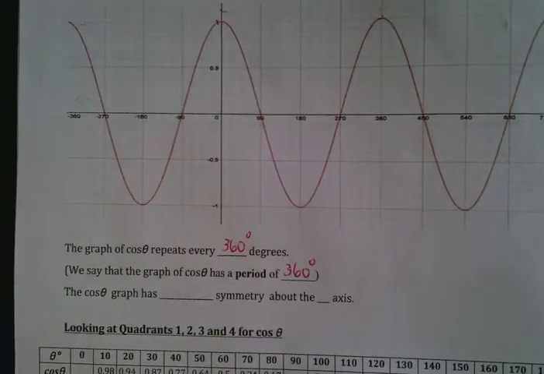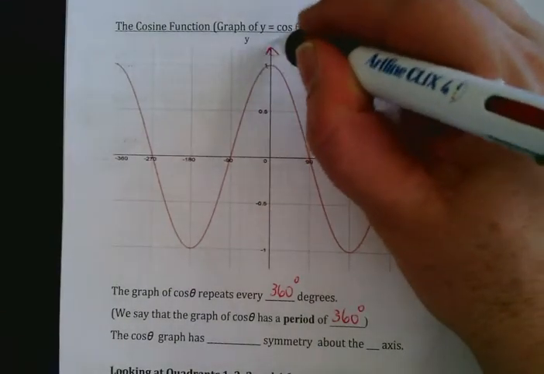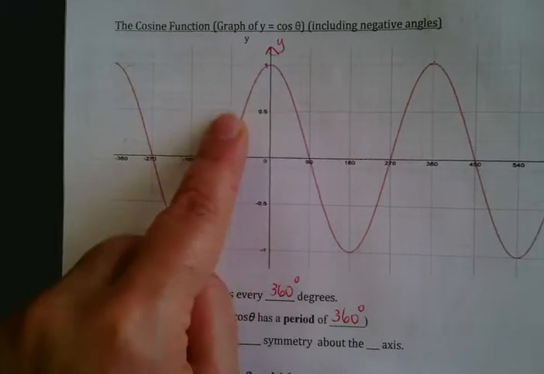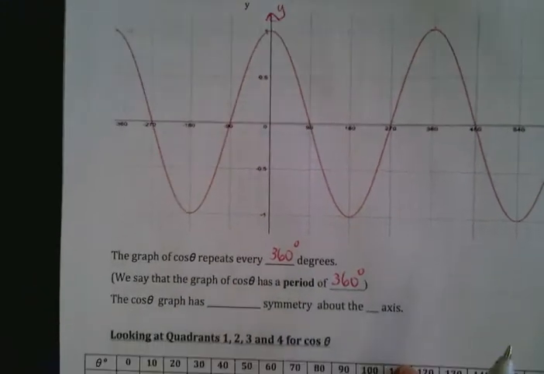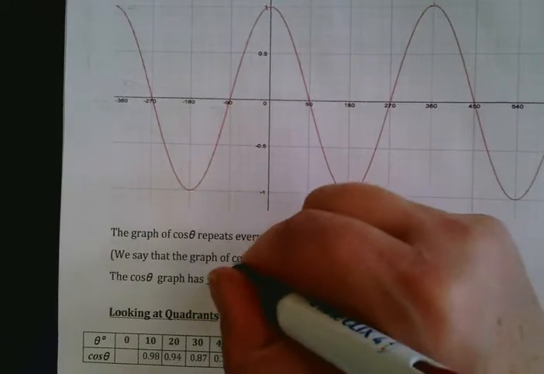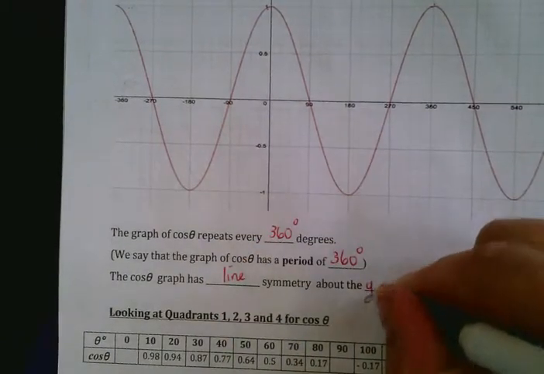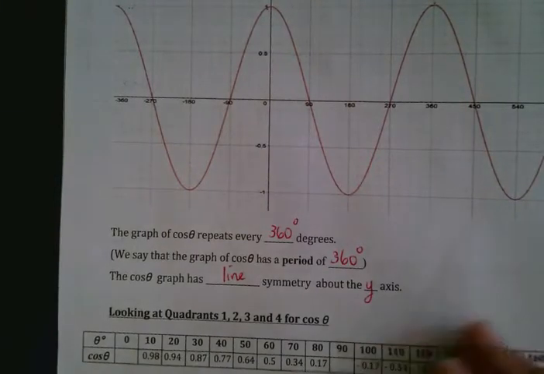All right, where's it symmetrical? If I fold it here, does that sit on that and that sits on that? Yeah, so what sort of symmetry is that? It's called line symmetry about the y-axis. It's got line symmetry about, and the other one's got point symmetry.